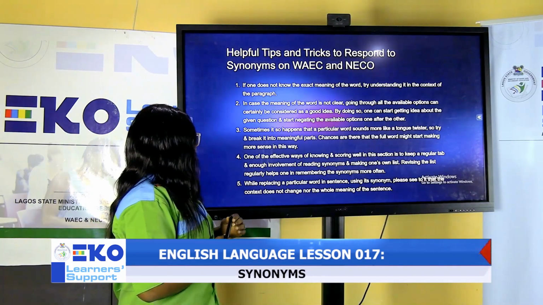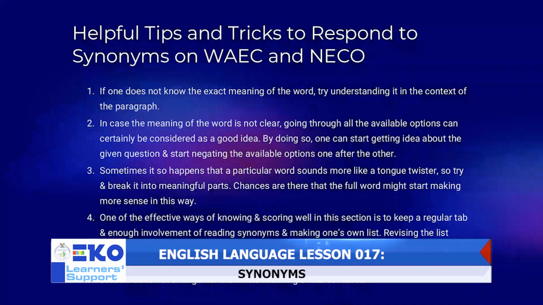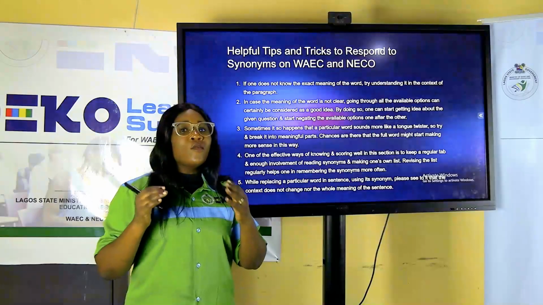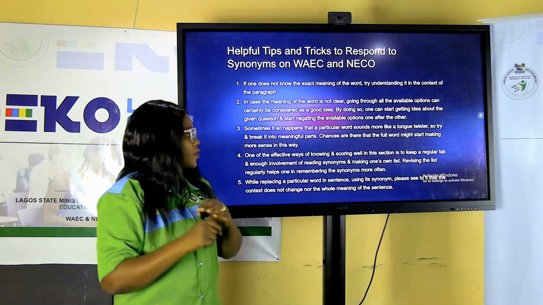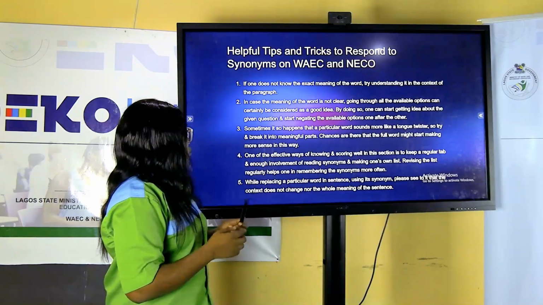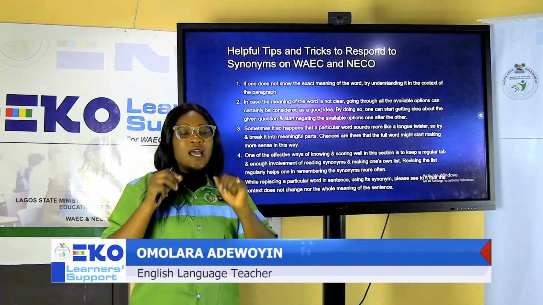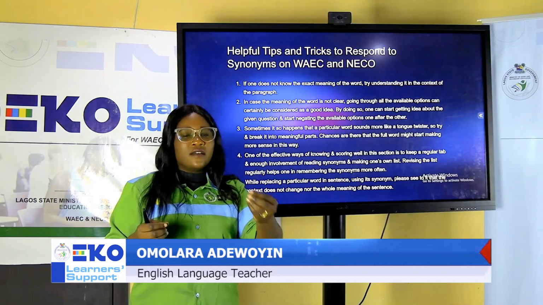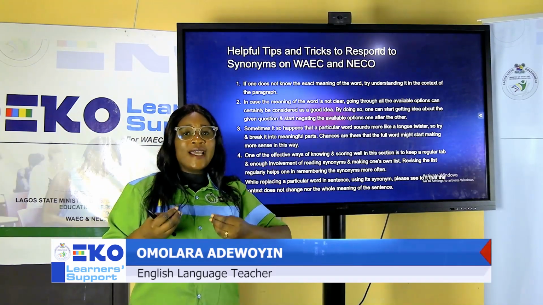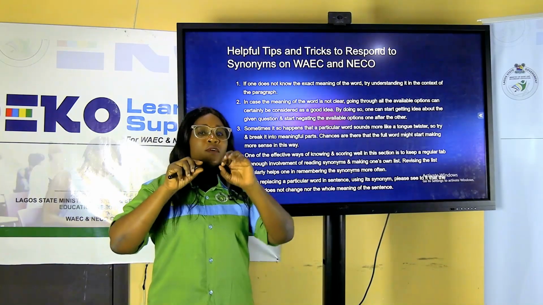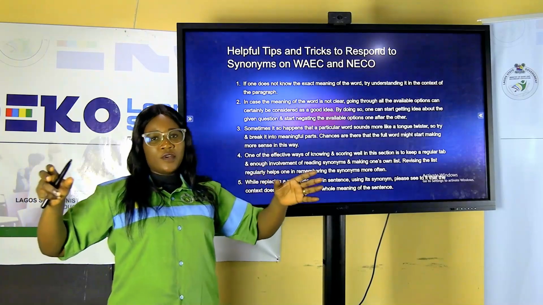correct answer. Number 3, sometimes it so happens that a particular word sounds more like a tongue twister. It's a word you've not come across before, and you want to find the synonym of that word. What are you supposed to do? Break that word into meaningful parts. How do you do that? A word can have a prefix, it can have a suffix. Can you simply remove the prefix and suffix of the word?